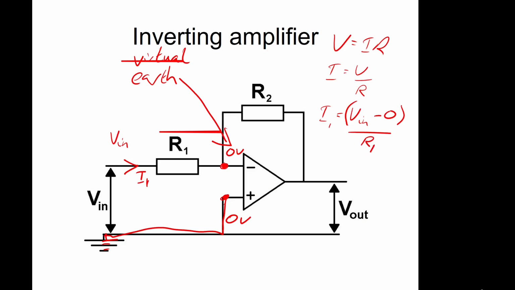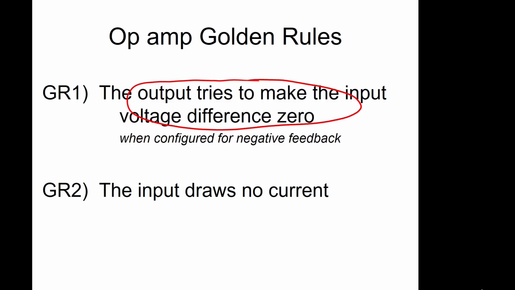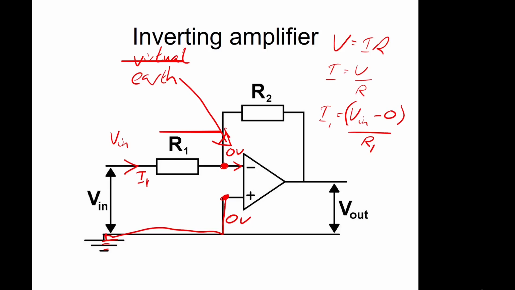Now this current goes here, and it can go either that way or that way. What we said from golden rule 2 is the input draws no current. So we know no current goes in this direction. Therefore all the current goes up here, and we call this current I2.